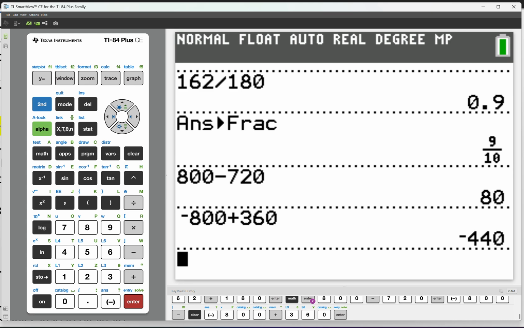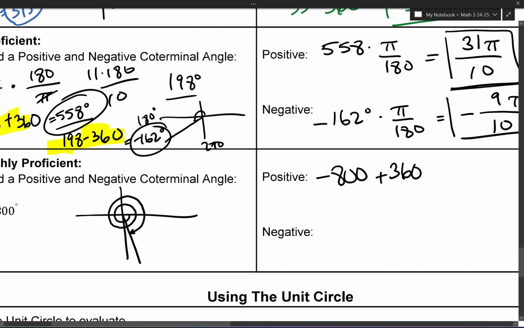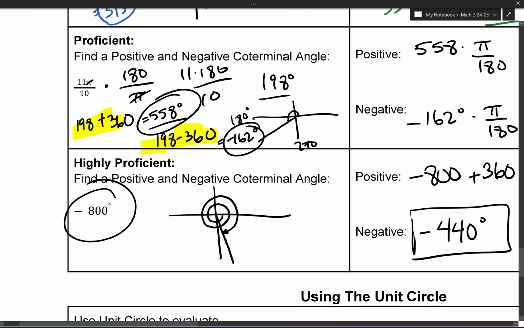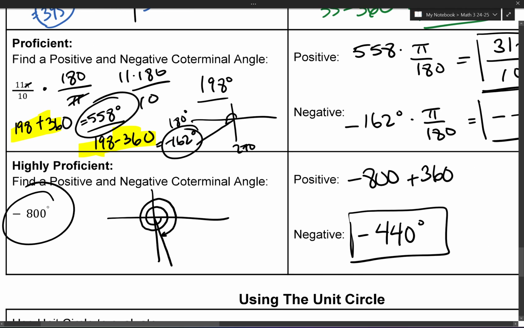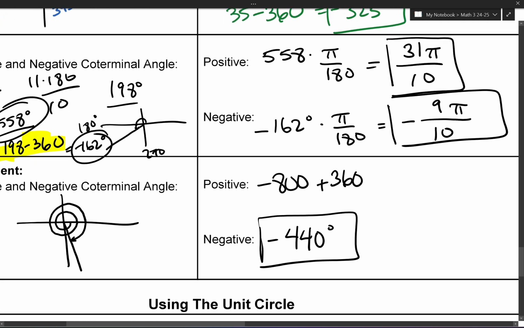Oh crap, that's not a positive angle. I got to get a positive angle. You know, it is a negative angle though. So why don't I just use that for the negative angle? It's a negative angle, and it is coterminal to negative 800 degrees. They're different angles, but they land at the same spot.